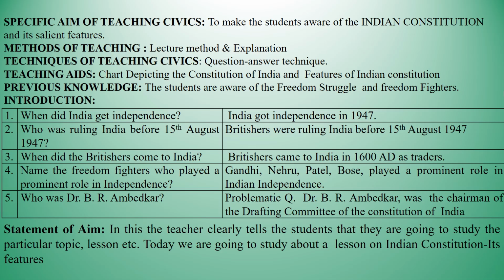The answer of which is India got independence in 1947. The next question is: who was ruling India before 15th August 1947? The students will answer that Britishers were ruling India before independence, that is 15th August 1947. The next question is: when did Britishers came to India? The students may answer that Britishers came to India in 1600 AD as traders.